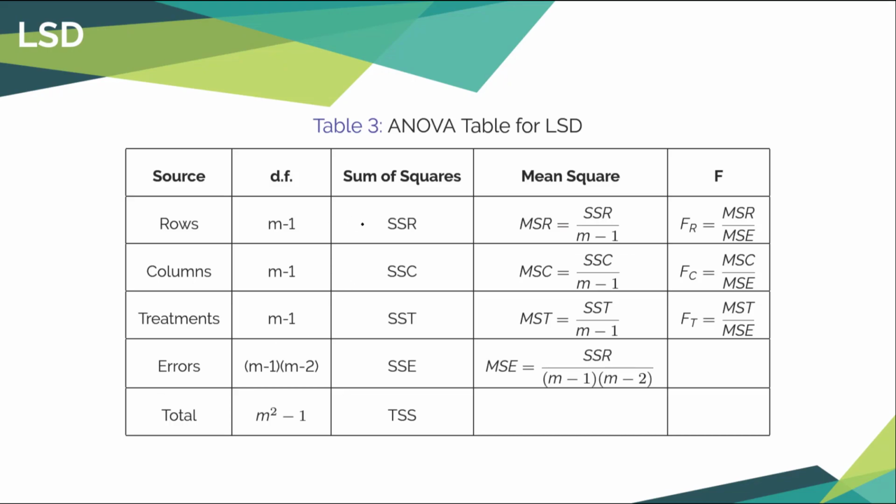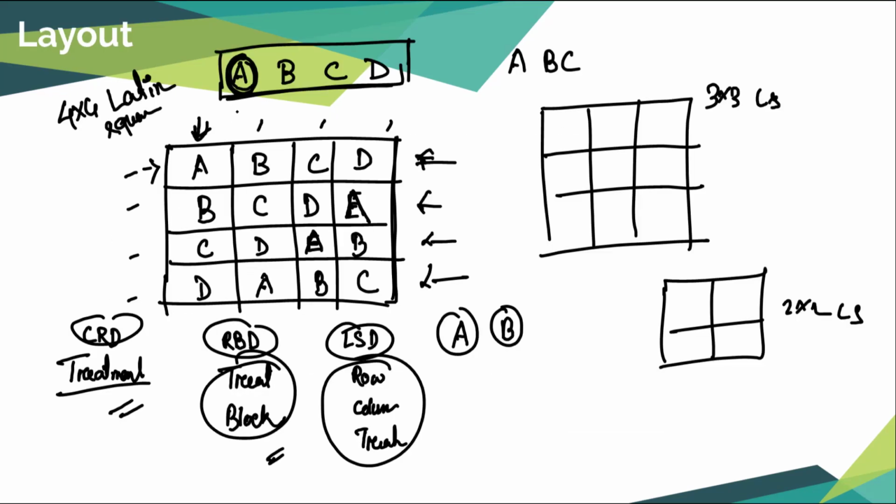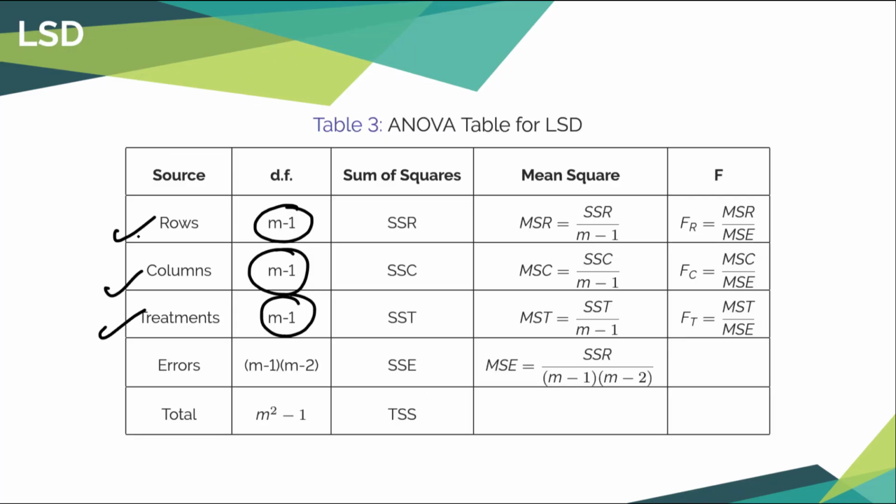And the ANOVA table for LSD is this. This is quite similar to RBD. The only difference is that you will have the same degrees of freedom for rows, columns and treatment. Why? Because I said that the number of treatments is equal to the number of rows, equal to the number of columns. Everything is the same. If you have m treatments in a design, there will be m rows and m columns. So the degrees of freedom for treatment is m minus 1, for rows m minus 1, for columns m minus 1.